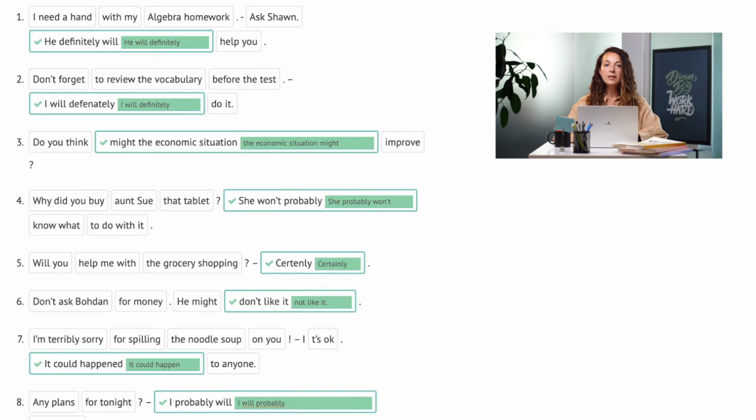Did you manage to find mistakes in numbers 2 and 5? I bet it was a bit tricky. There were spelling mistakes over there. Definitely, D-E-F-I-N-I-T-E-L-Y, and certainly, C-E-R-T-A-I-N-L-Y. Let's move on to task 3.